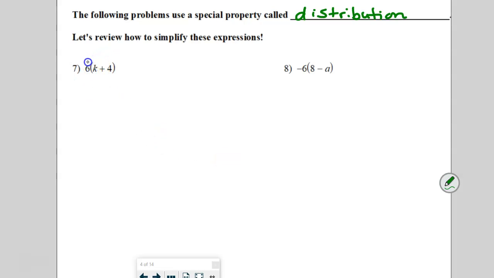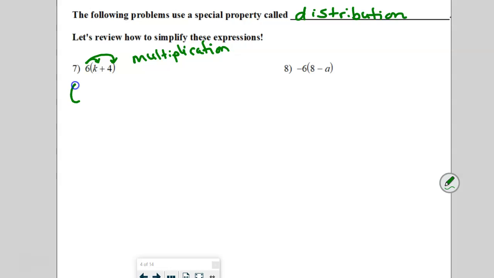All right, and just to distribute, it's the opposite action of factoring, which we'll talk more about in the class later. It means that you're going to take this 6 and you're going to distribute it to each term. And this is a multiplication. Wow, I can't write. Okay. So 6 times k is what you're really doing there.